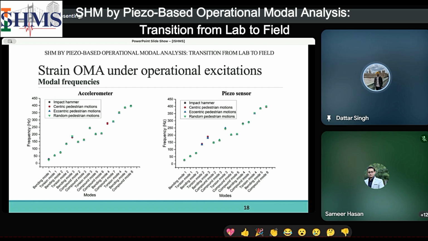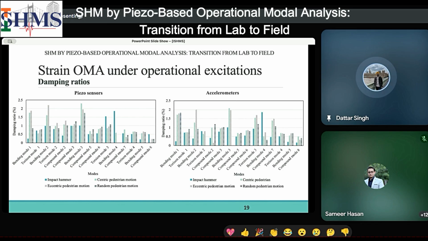Since the torsional mode shapes have a twisting or torsion deformation pattern, the opposite ends are under more deformation than the central line. But in the bending case, the entire width of the span is under the same deformation in the bending mode shapes. So under eccentric pedestrian motion, torsion mode shapes are observed to be excited better, and under centric motion, bending mode shapes are excited better. And of all three, random pedestrian motions perform best since they apply forces at all the nodes, be it at the center or eccentric or any other node. So the motion of the pedestrian is distributed all over the span.